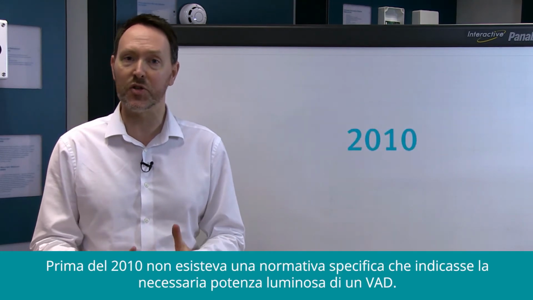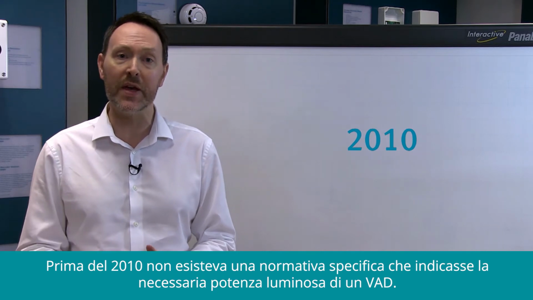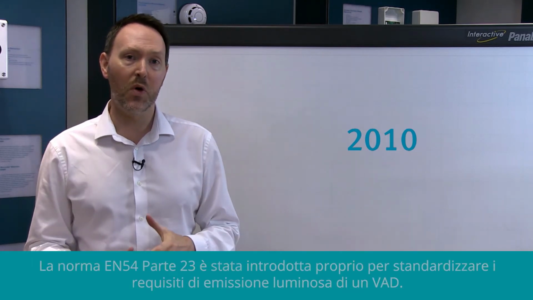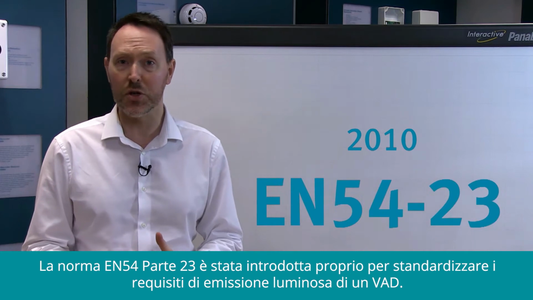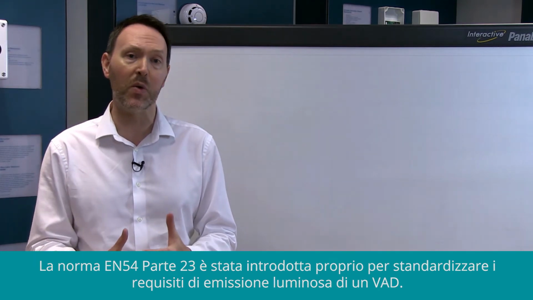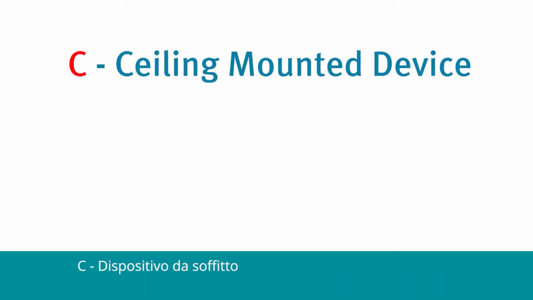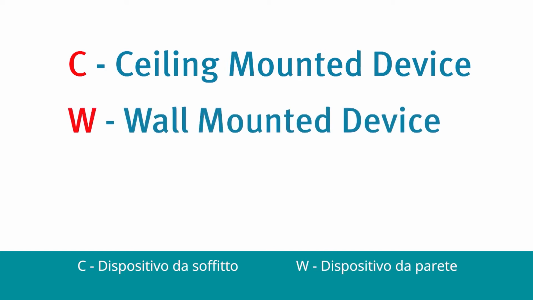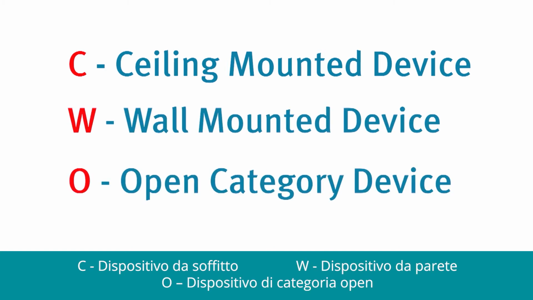of an alarm. Prior to 2010 there was no industry standard to determine the light output that a VAD should emit. Therefore EN54 Part 23 was introduced to standardise the light output requirement. There are now 3 categories that a VAD can be rated under: C for ceiling mounted device, W for wall mounted device, and O for open category device.